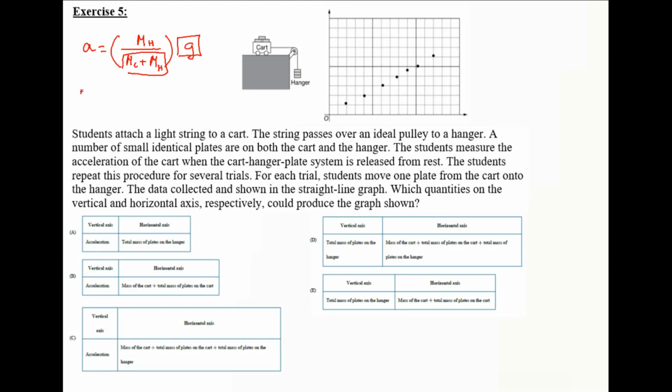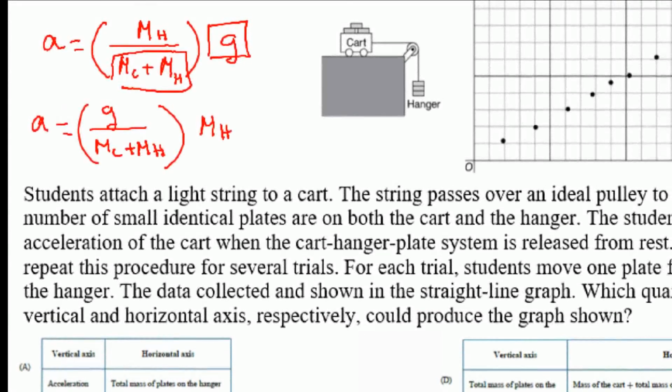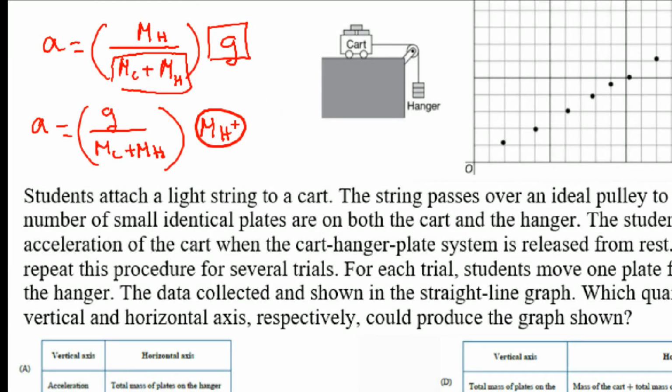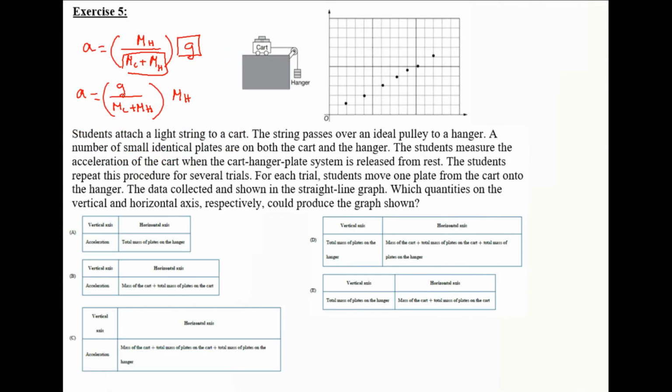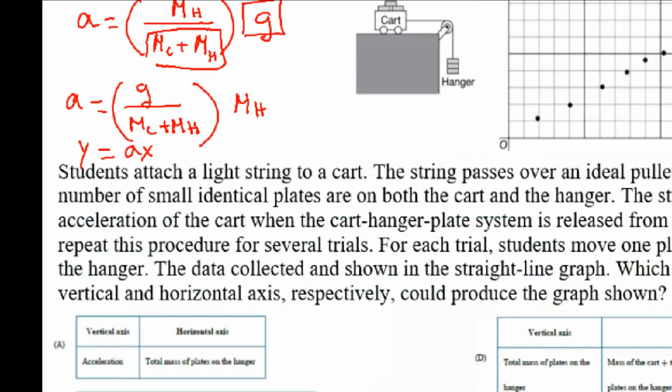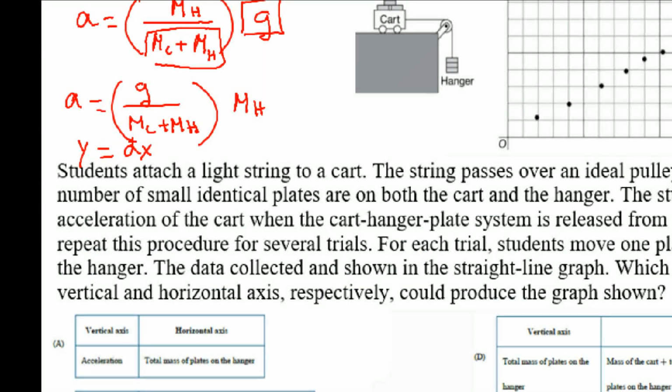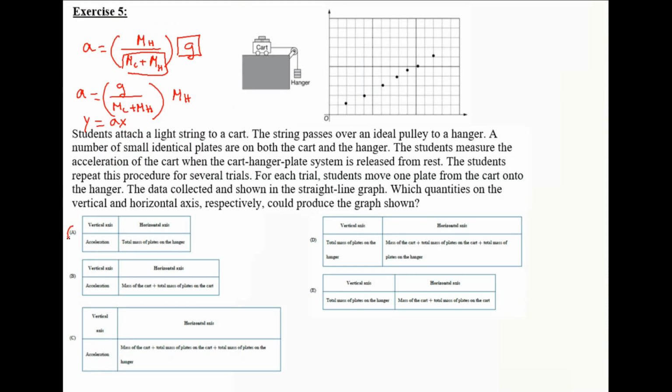Then we can rearrange the expression and write it as G divided by MC plus MH multiplied by MH. And indeed, in this case, MH is varying, it is increasing because we're increasing the number of plates, and that would be perfectly constant because G is constant. Now this is in the form of y is equal to ax, which gives us a straight line variation, which means a constant slope. So in this case, the correct answer would be A.